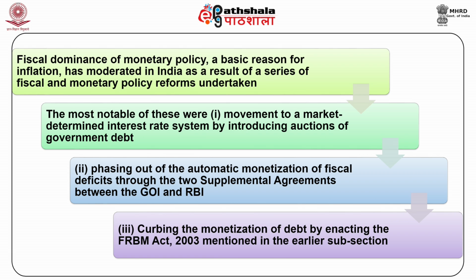The most notable of these were: first, movement to a market determined interest rate system by introducing auctions of government debt; second, phasing out of the automatic monetization of fiscal deficits through the two supplemental agreements between the Government of India and the Reserve Bank of India; and third, curbing the monetization of debt by enacting the Fiscal Responsibility and Budget Management (FRBM) Act 2003 mentioned in the earlier subsection.